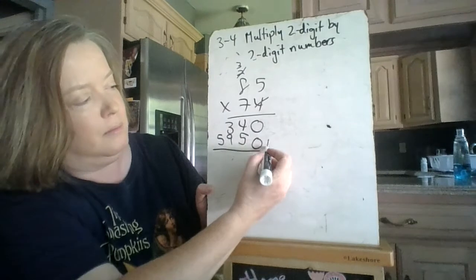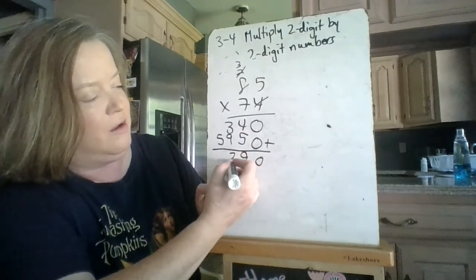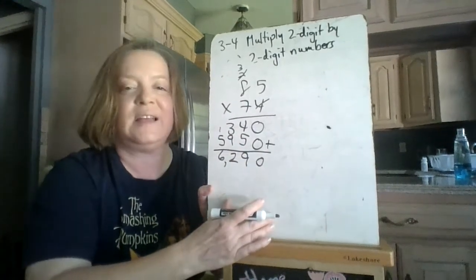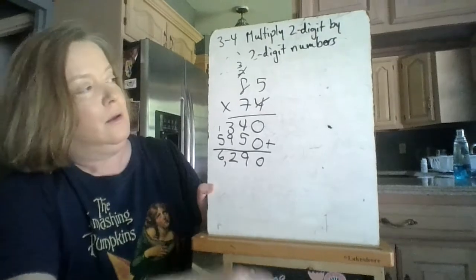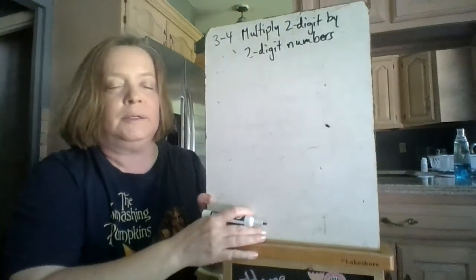Add them up. 0 and 0 is 0. 4 and 5 is 9. 9 and 3 is 12. 2, carry my 1. 5 and 1 is 6. So my final answer is 6,290. Let's try another.